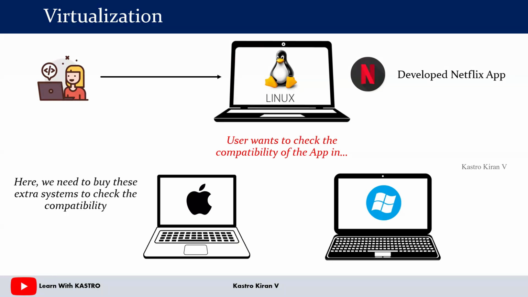Now, whenever you want to check the compatibility of the application in different types of operating system, what we need is, we need to buy extra resources. Let's say I need to buy the Mac operating system software. I need to buy Windows operating system software. Why do we need to buy these? Because we want to check the compatibility of the application. Now, in real-time scenarios, buying additional resources in order to check the compatibility of any particular application is an expensive process. So to avoid this expense, we are going to use a concept which is known as virtualization. Now let's talk about what is meant by virtualization here.